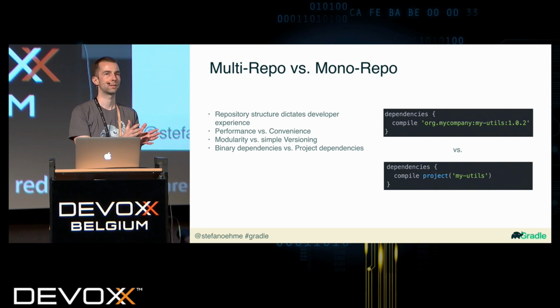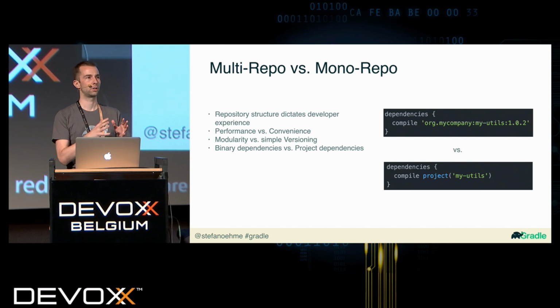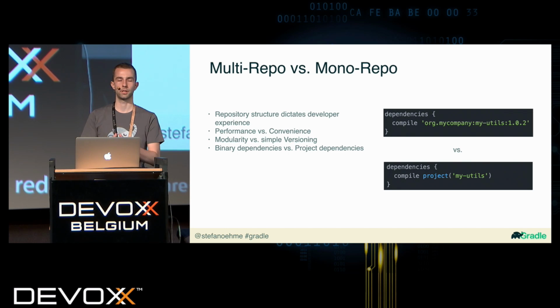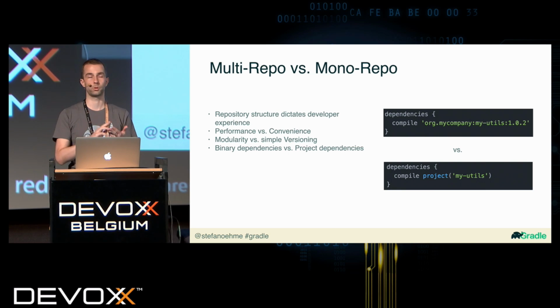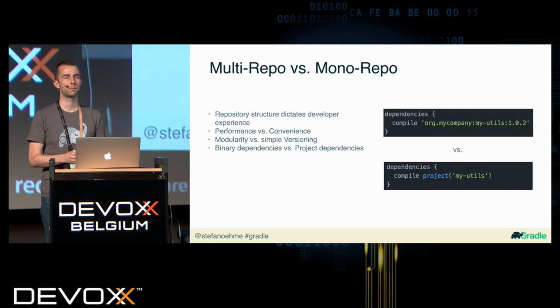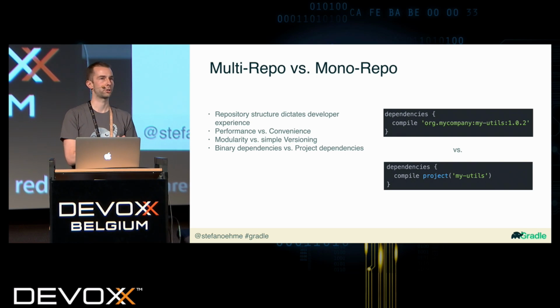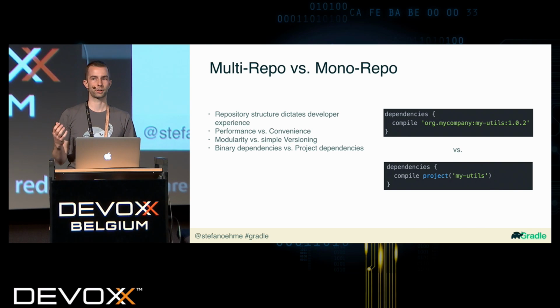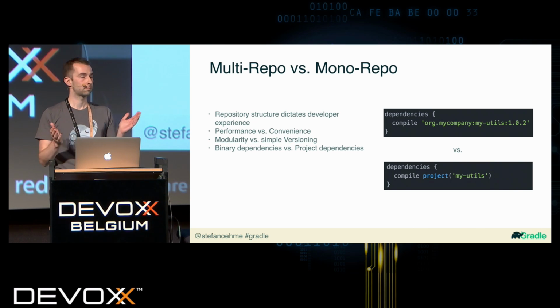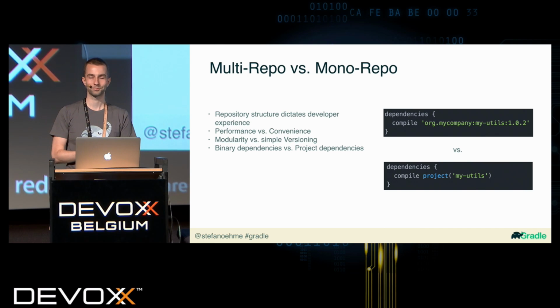So multi-repo means you have your libraries and applications in separate repositories. They have separate release cycles, probably have separate teams. They might have completely different tool stacks, so they're very isolated from each other. And if you want to integrate them, then you publish to an artifact repository and then pull those dependencies in another project. And that has many advantages and disadvantages.